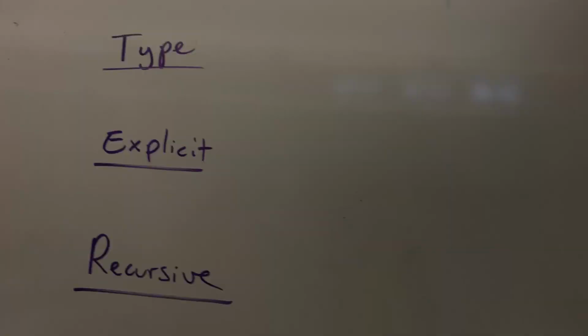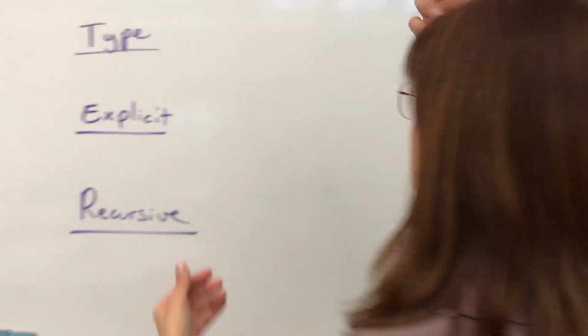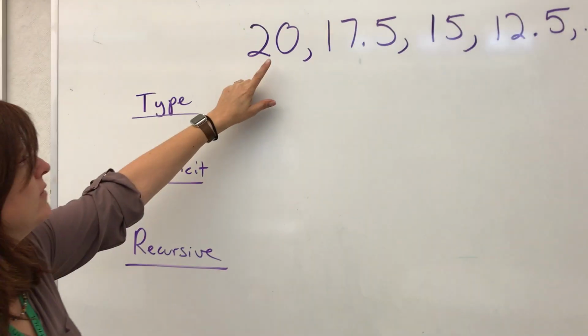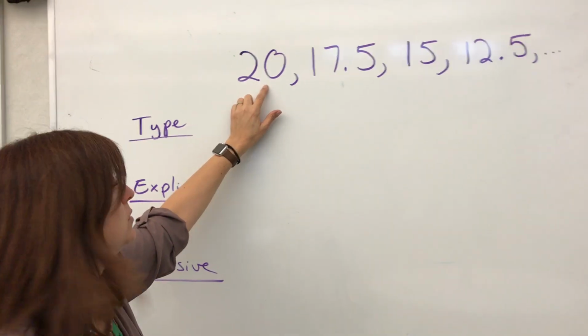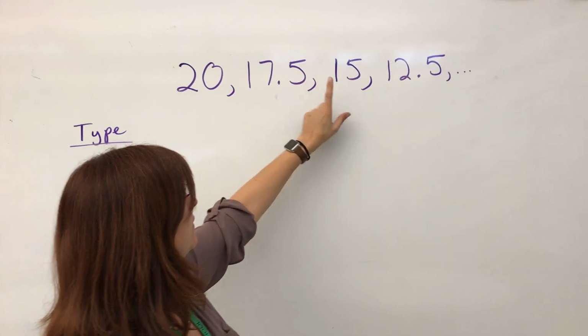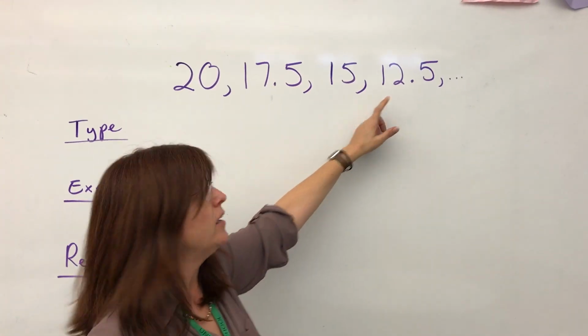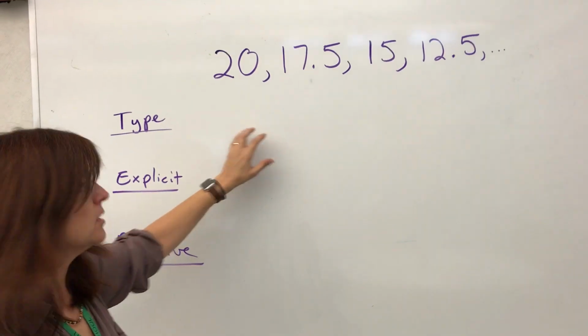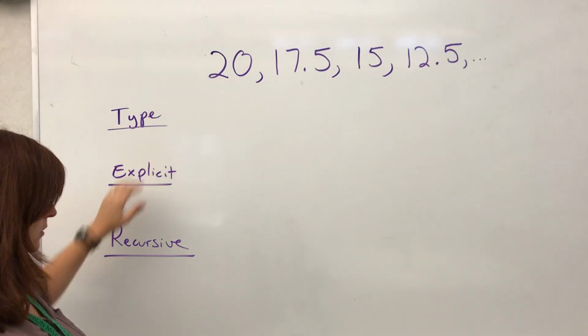Ms. Reynolds, your turn again. Okay, we're moving to sequences now. So here is a sequence I have. I've listed just the sequence numbers: 20, 17.5, 15, 12.5. They're decimals. I'm asking for the type first.